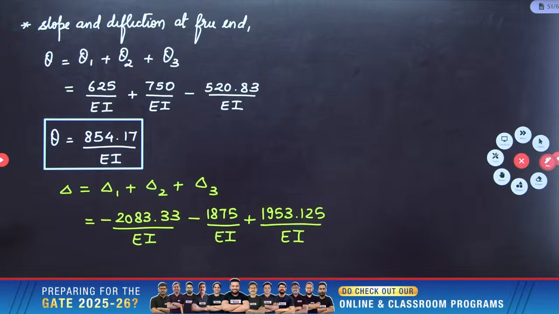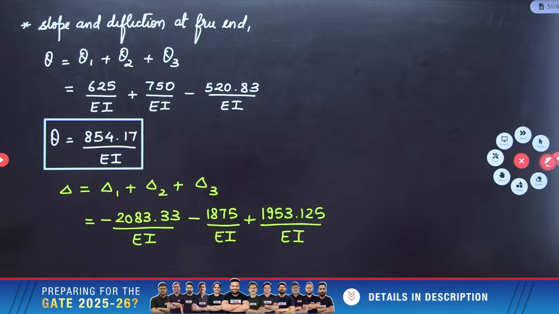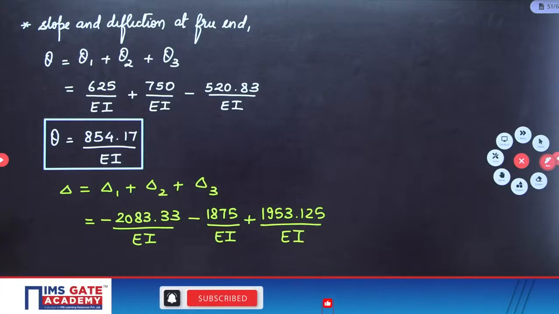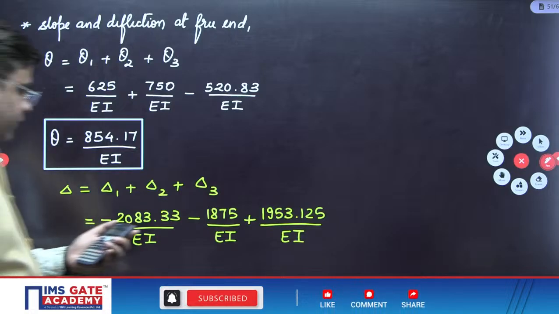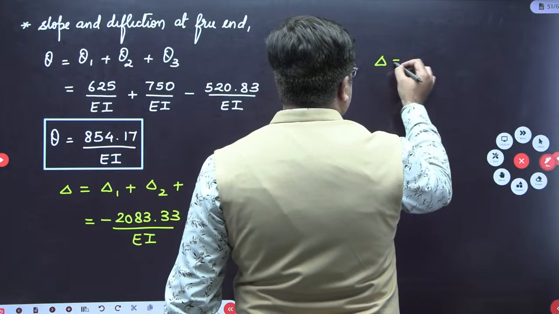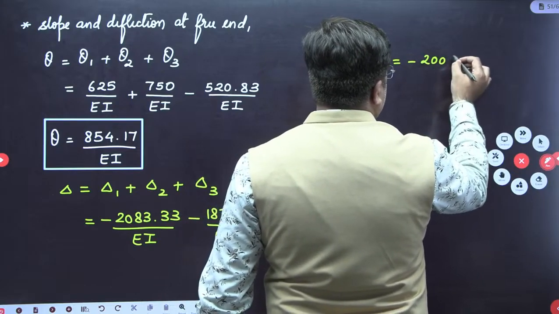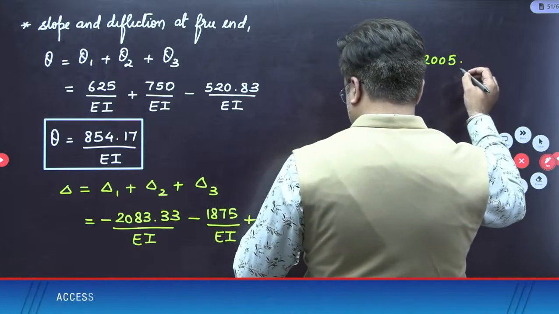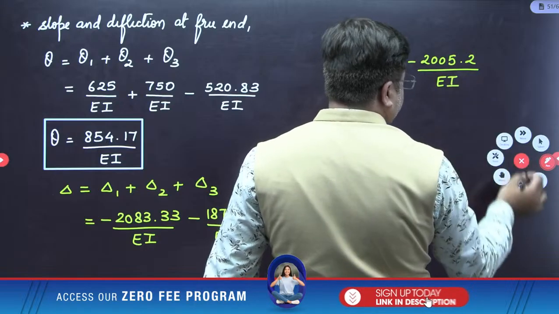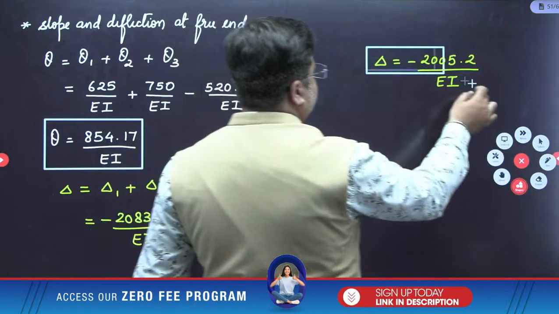So minus 2083.33 minus 1875 plus 1953.125. So this is minus 2005.205. Delta is minus 2005.2 upon EI. This is the final deflection of your free end, right?